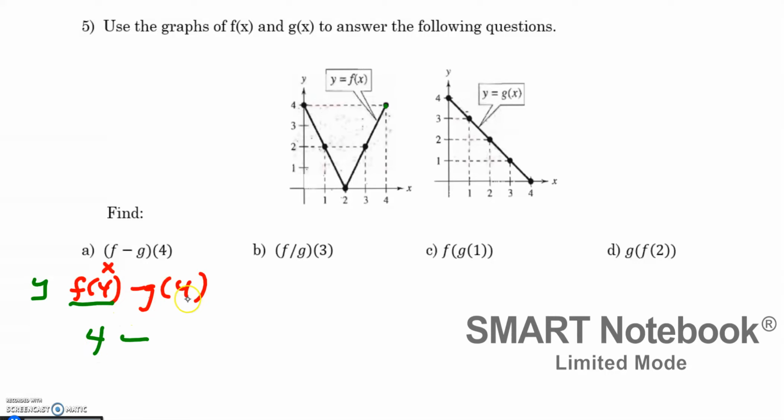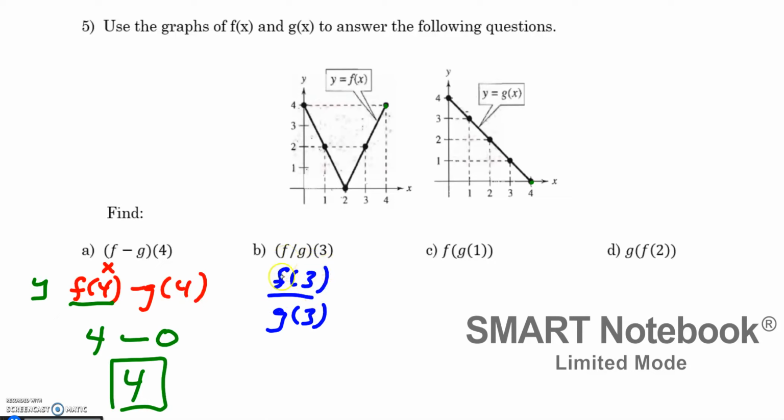Minus g of 4, if I go to the g graph, go to 4, the y value that goes with 4 is here of 0. So I'm really taking the y value of 4 minus the y value of 0 and getting a final answer of 4. The next example really means f of 3 divided by g of 3.